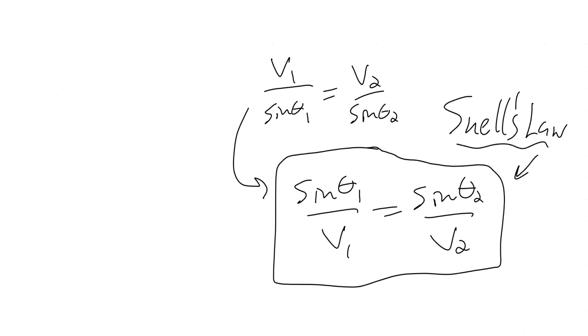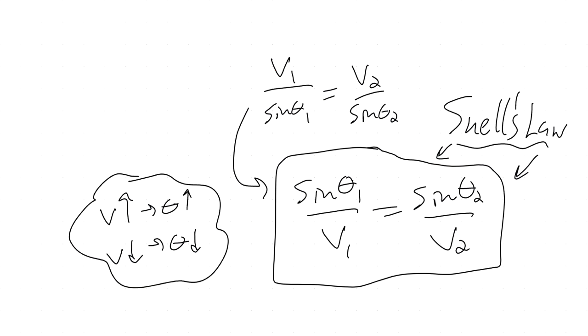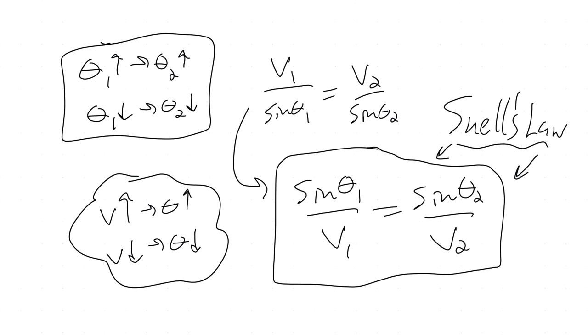So now we can actually solve for it. And you might notice, the sine of an angle goes with the angle. So this does indeed confirm that if velocity increases, theta increases. If velocity decreases, theta decreases. But also, if theta 1 increases, theta 2 increases. And if theta 1 decreases, theta 2 decreases. So let's look at some examples. We're going to have another video with some examples. We're going to do examples in class.